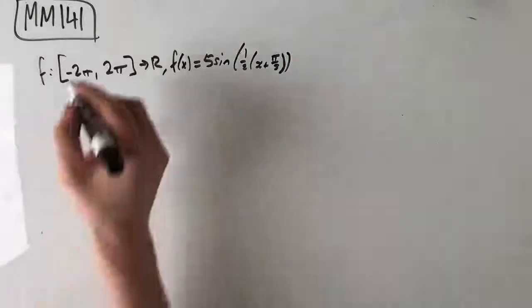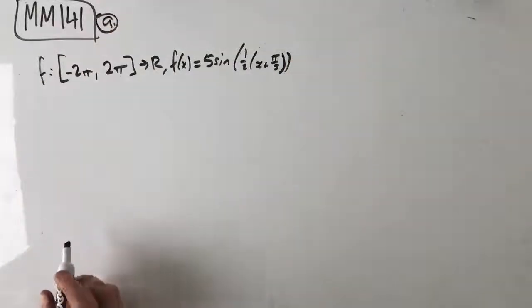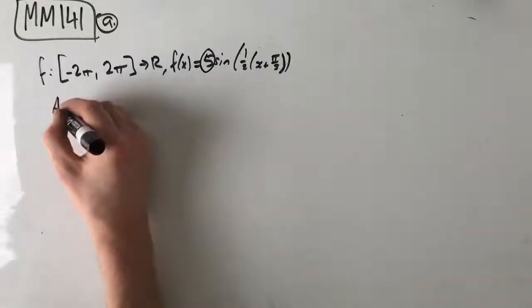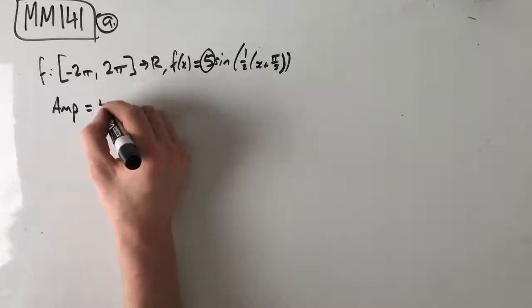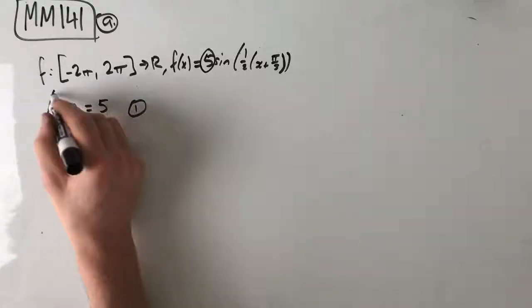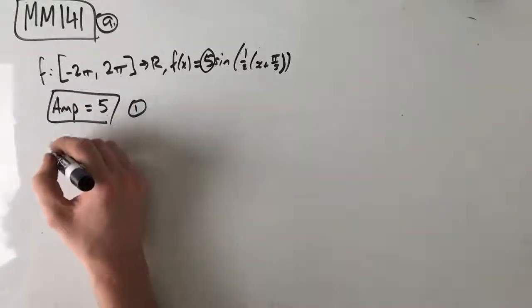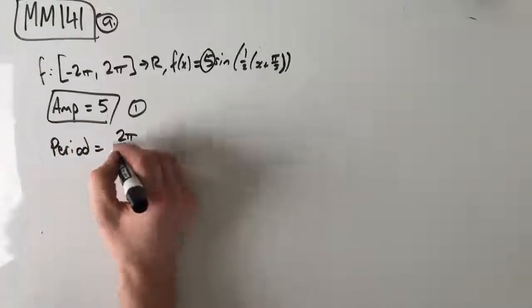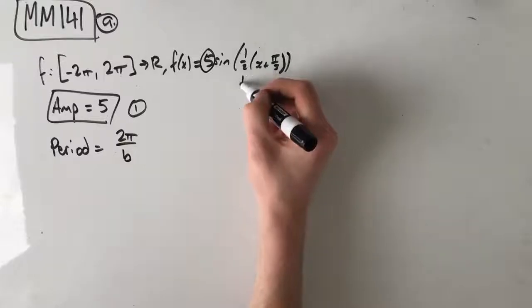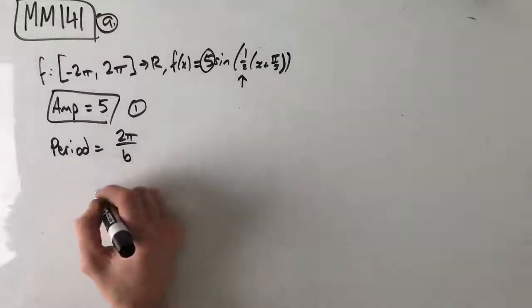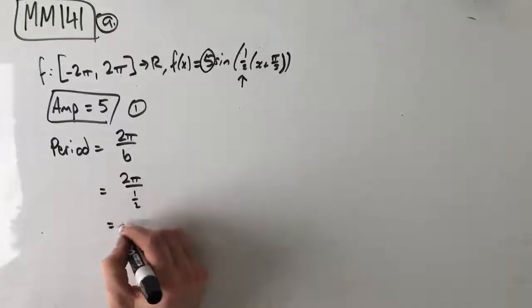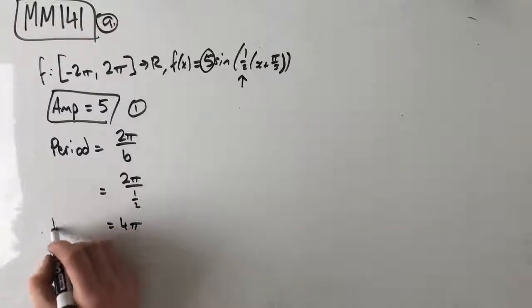Now, part A tells us to write down the amplitude and the period of the function. So our amplitude is just our number at the front here. So amplitude equals 5. First mark. Should be pretty straightforward. Your period is equal to 2 pi over b, where b is your coefficient of x. And in this case, our b is 1/2, which means that our period is equal to 2 pi over 1/2, which is 4 pi.